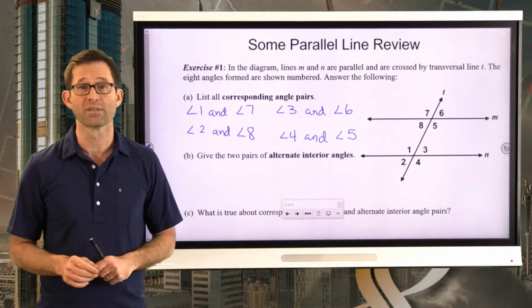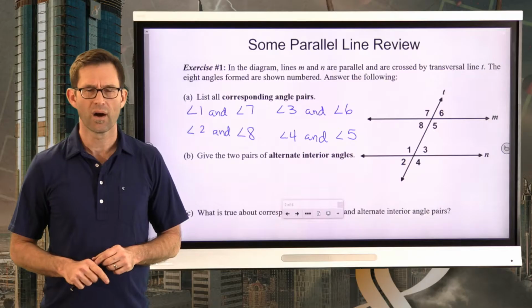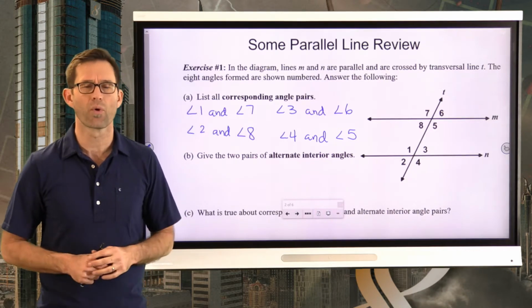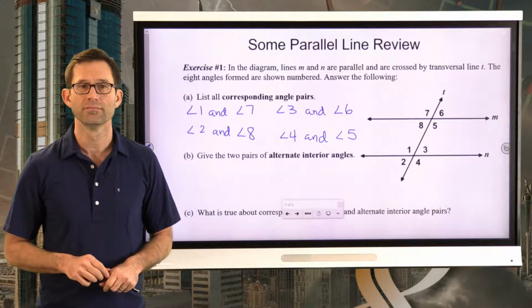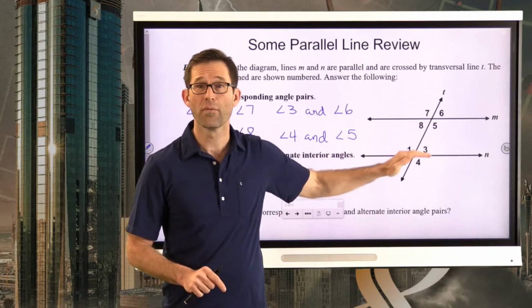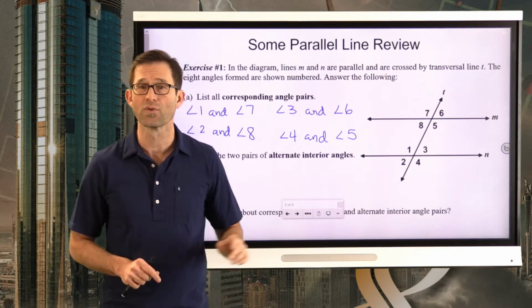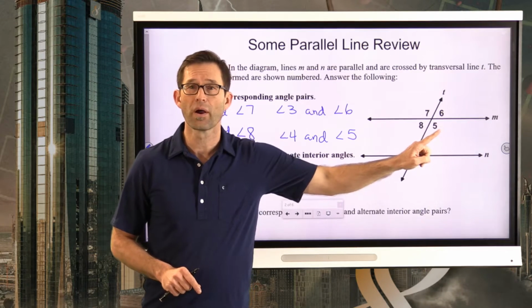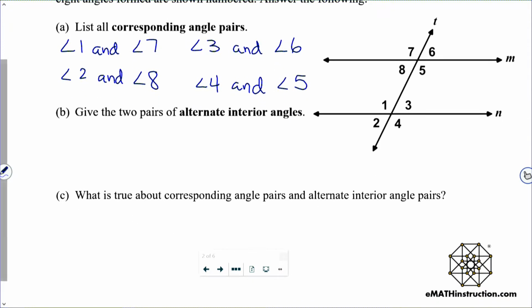Now, letter B has a very important piece of terminology. Give the two pairs of alternate interior angles. Alternate interior angle pairs are exceptionally important in parallel lines, and we've seen them in two lessons already. See if you can name the two pairs. All right, there are four angles that lie on the interior of the parallel lines: angles 1, 3, 8, and 5. Then we're talking about alternate, ones that lie on either side of the transversal. So angle 1 is an alternate interior pair with angle 5, and angle 3 is an alternate interior pair with angle 8.